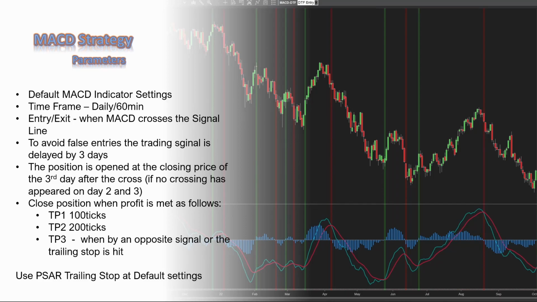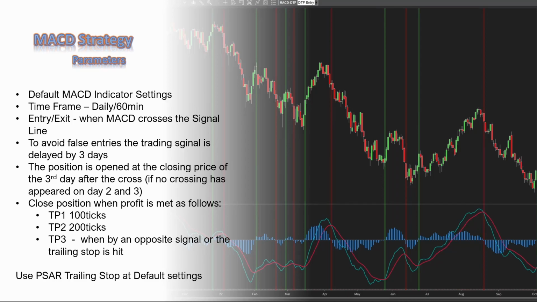We use the default settings of the MACD indicator. We put this on a daily time frame. Entry and exit is when the MACD crosses the signal line. To avoid false entries, the trading signal is delayed by 3 days. The position is opened at the closing price of the 3rd day after the cross, if no crossing has appeared on day 2 and 3.